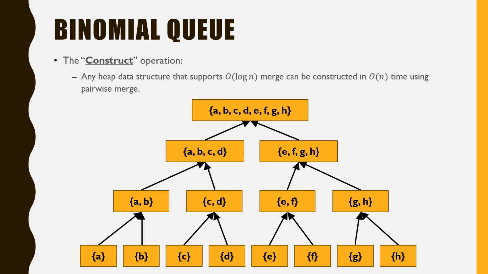At last, let's examine the construct operation. Recall that in the previous video on leftist heaps, we established that any heap data structure supporting O(log n) merge operations can be constructed in linear time, O(n), using pairwise merge. In this case, a binomial queue can also be constructed from a set of n unsorted elements in O(n) time.